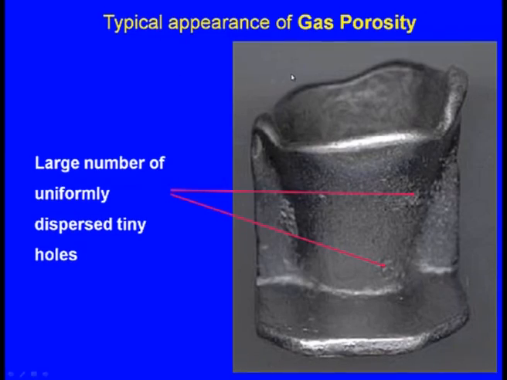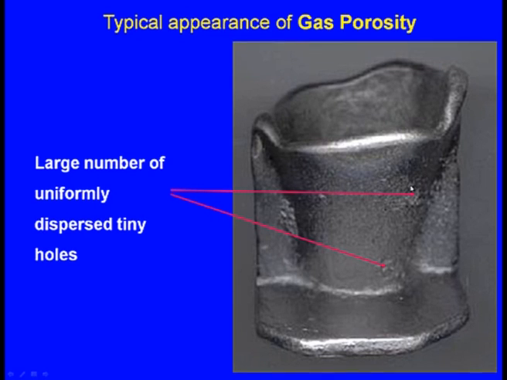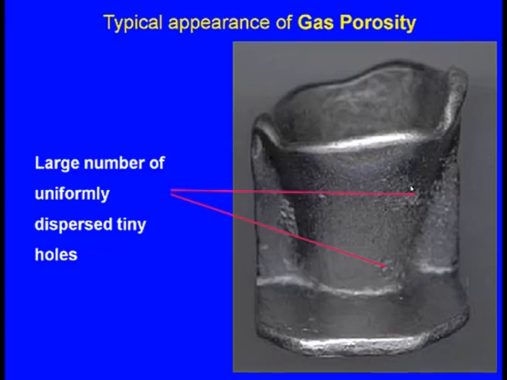Now, this is the first adverse effect of gas absorption in the molten metal. We get the gas porosity on the casting. Here we can see this is a casting, the solidified casting is okay, but on the surface of the casting we can see so many tiny holes. This is due to the absorption of hydrogen gas. The hydrogen gas will be releasing from the casting during solidification and it will be occupying the surface of the casting. That is how there are several holes on the casting. So, this is the gas porosity defect.